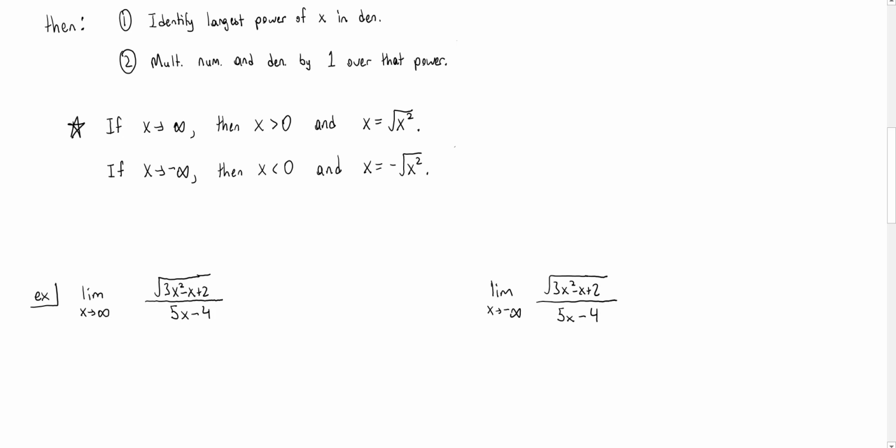All right, so I've got two examples set up right now. Both of them are the limit of the square root of 3x squared minus x plus 2 over 5x minus 4, but we have x approaching infinity for one and x approaching minus infinity for the other one. Now for both problems, we're going to start the same way. Identify the largest power of x in the denominator. So the largest power of x will just be x. So therefore, we're going to multiply the numerator and denominator by 1 over x.